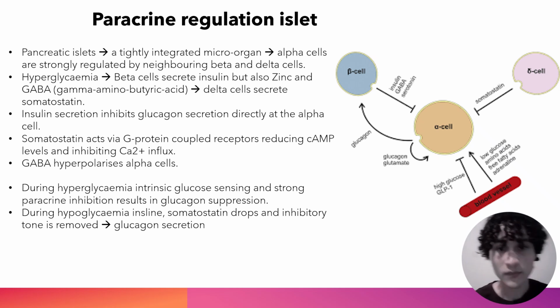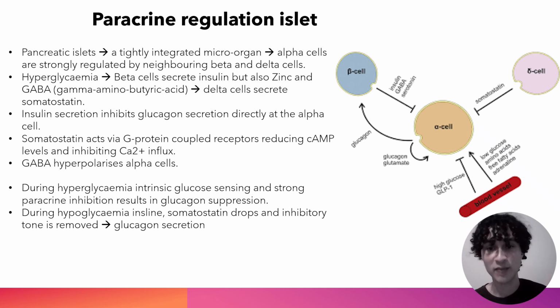So when you're in a hyperglycemic state, beta cells will not just secrete insulin, but they'll also secrete zinc and GABA, and your delta cells will secrete somatostatin, and beta cells will also secrete somatostatin during hyperglycemic conditions. So that somatostatin will bind to G protein coupled receptors on your alpha pancreatic cells, and it reduces cyclic adenosine monophosphate production, because it's the Gi protein coupled receptors which inhibit adenylate cyclase, not the Gs or the Gq, it's the Gi ones.